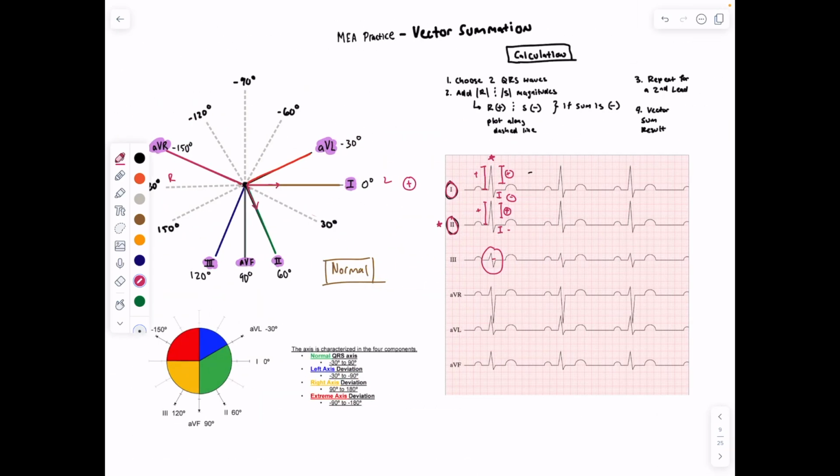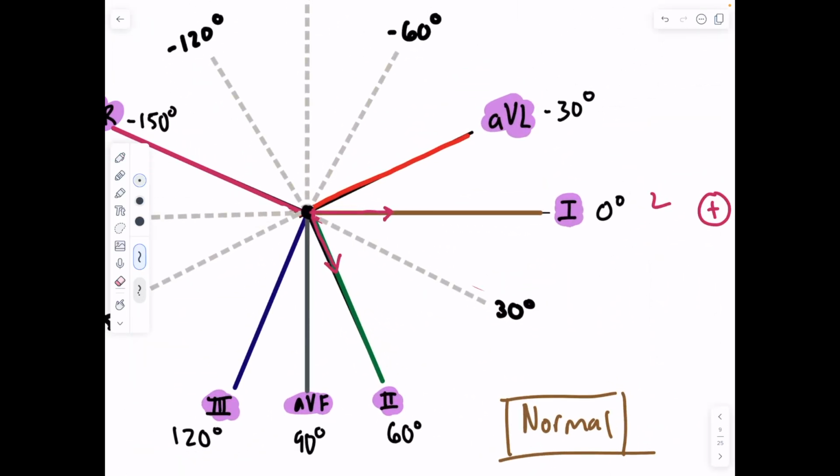All right, so what's the overall mean electrical axis? Well, it's going to be the vector sum of these 2. And so how do you do vector sums? Well, you do the tail to head addition method. So I'm just going to go ahead and take this second one right here. I'm going to duplicate it.